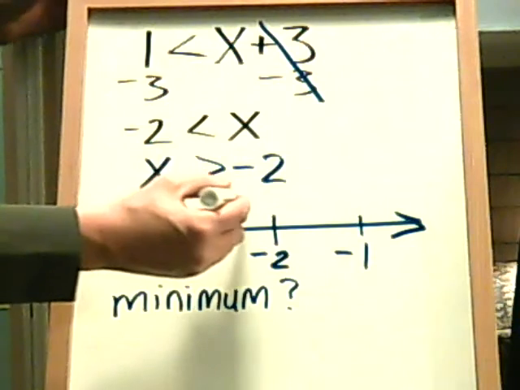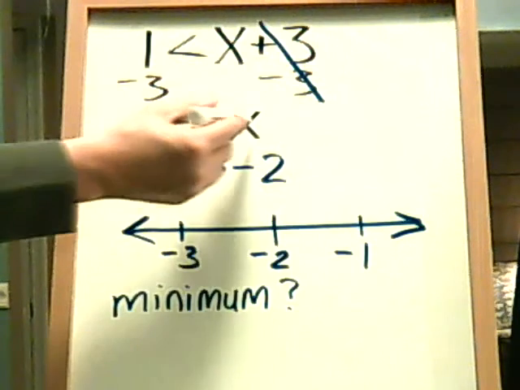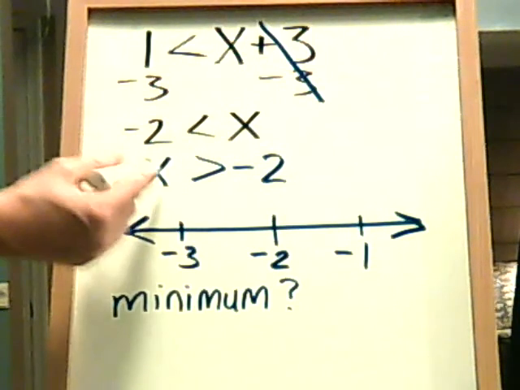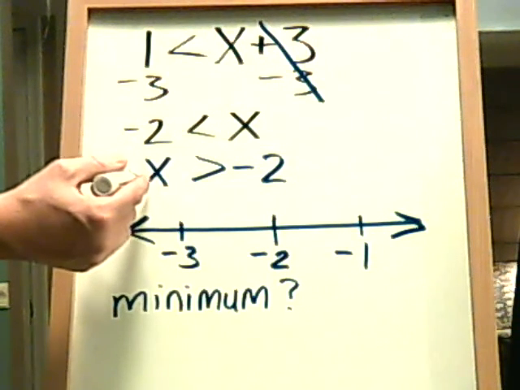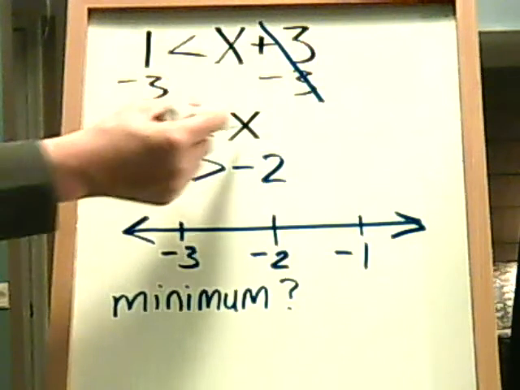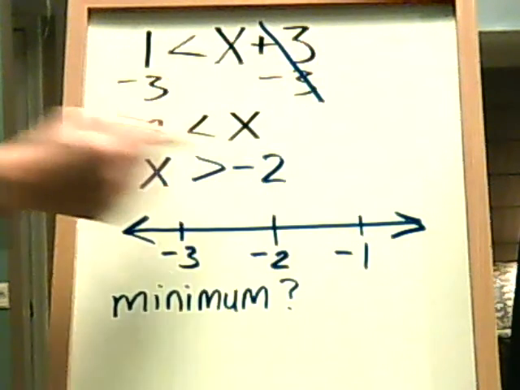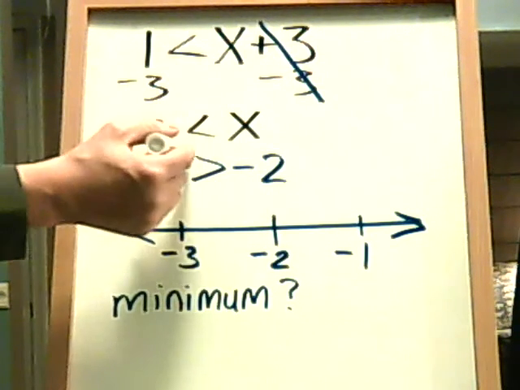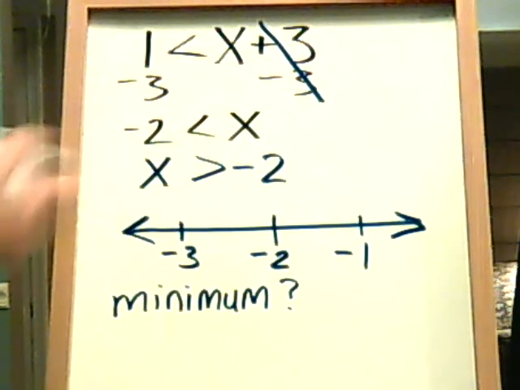Now I drew this here to show you that when you flip it around, which is a good idea, you generally want the x on the left side when you're done. When you flip it around, the sign has to flip. So we took the x, we put it here, we took the negative 2, we put it there. But the less than sign became a greater than sign when we flipped it around.